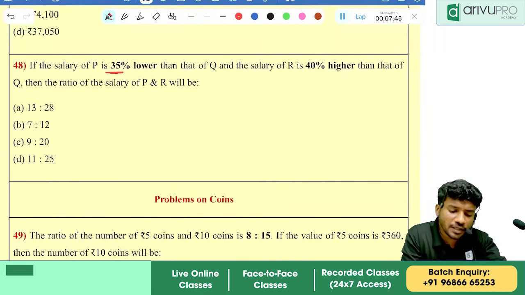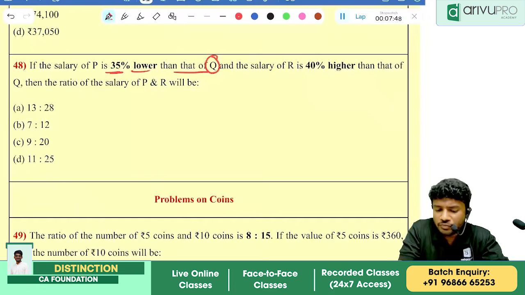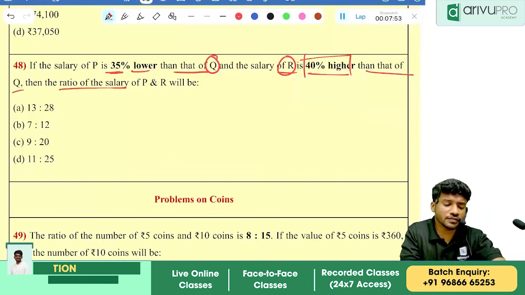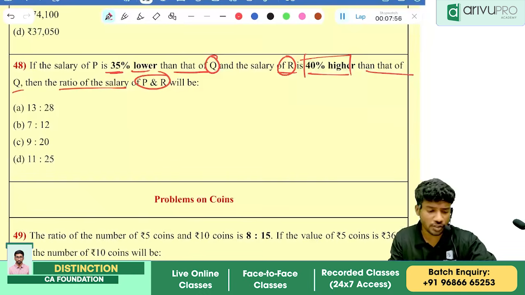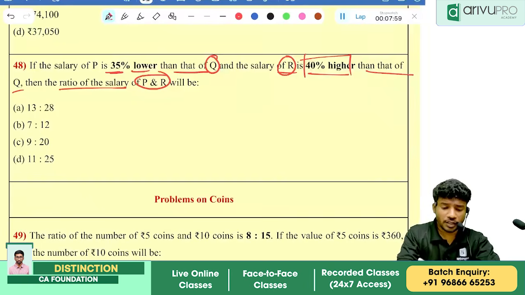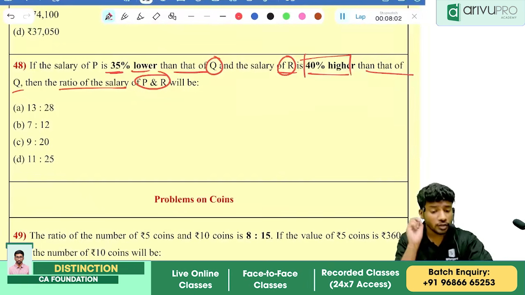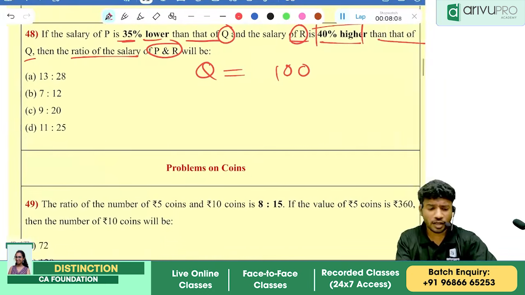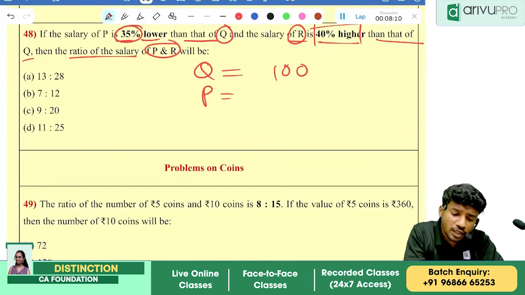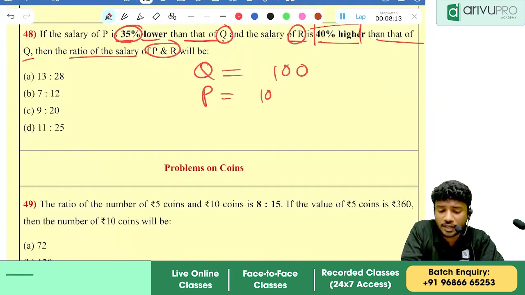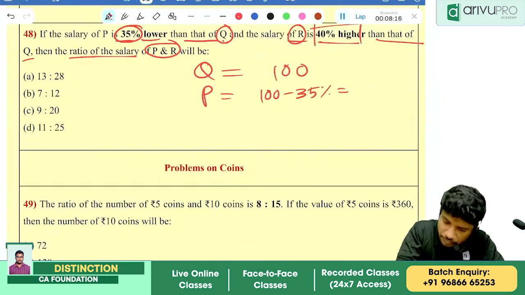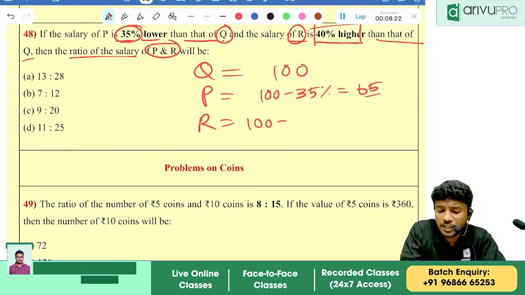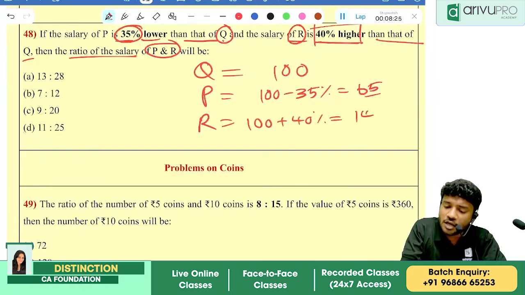The final question is this. If the salary of P is 35% lower than Q and the salary of R is 40% higher than that of Q, the ratio of the salary of P and R is how much? Who is the common ground here? Both are being compared with Q. I will assume Q's salary is equal to 100. Then P's salary will be 35% lower than Q, which is 100 minus 35, which is equal to 65. Then R's salary is 40% higher, that means 100 plus 40%, which is 140.